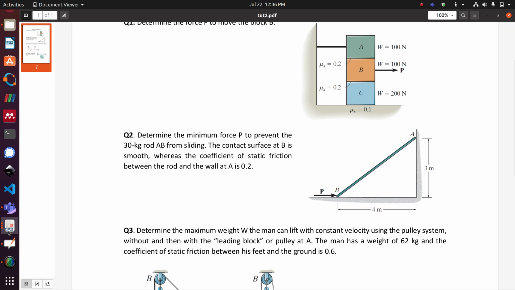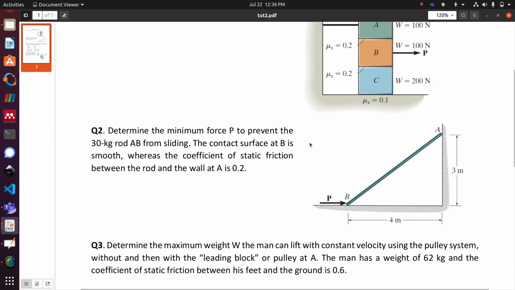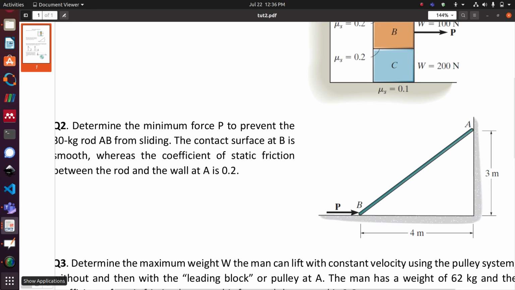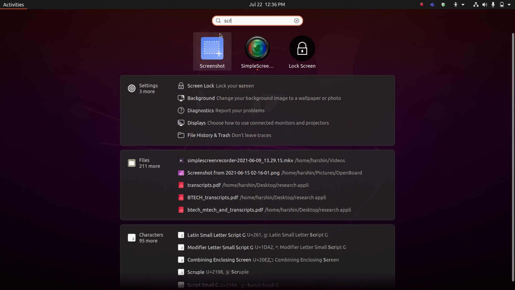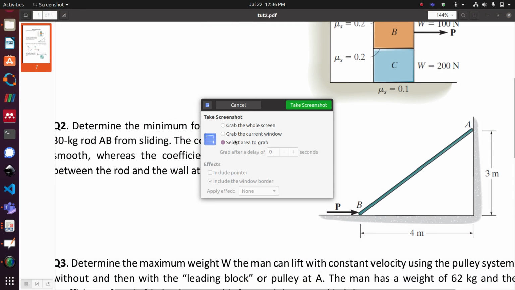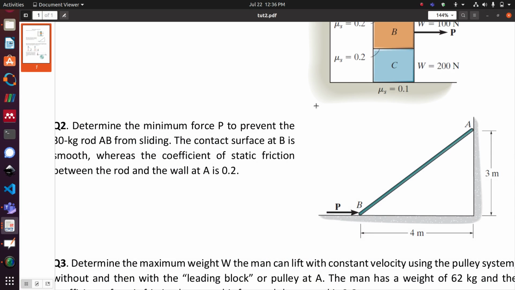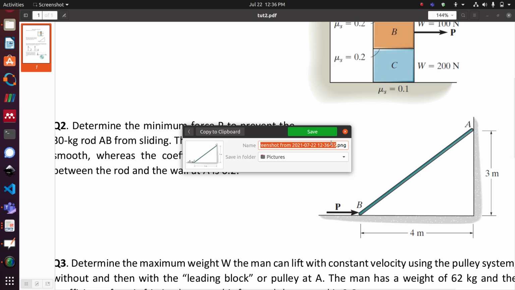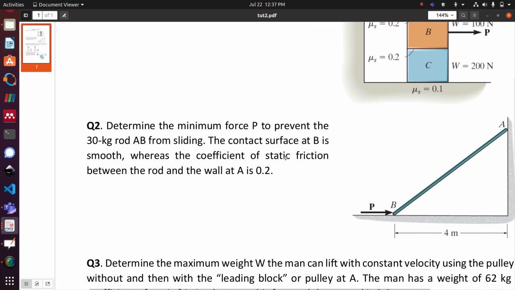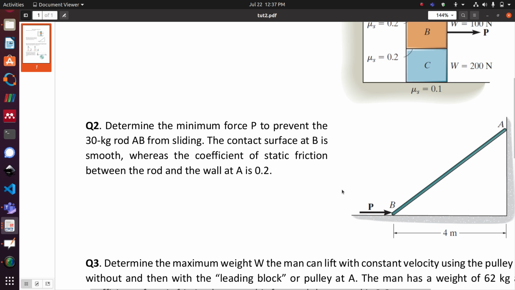Now I will discuss this problem here, problem number 2. Here you are being asked to determine the minimum force P to prevent the 30 kilogram rod AB from sliding.